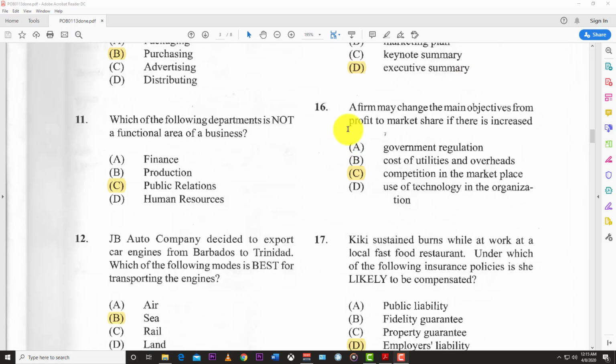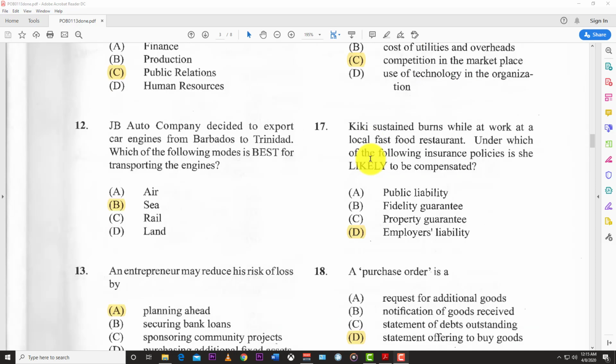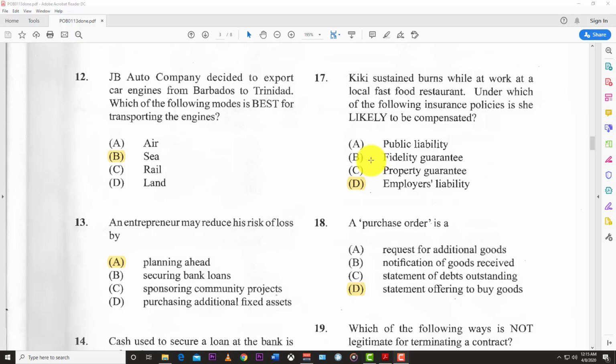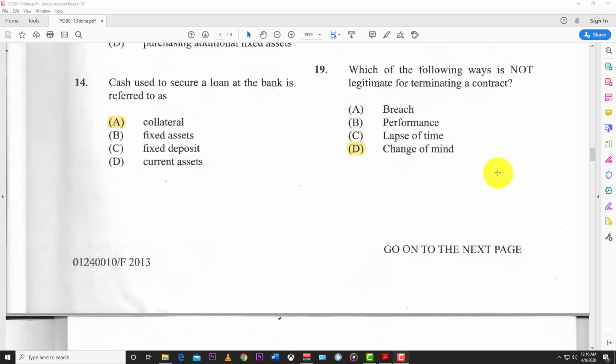A firm may change the main objective from profit to market share if there is an increased C, competition in the marketplace. Kiki sustained burns while at work at a local fast food restaurant. Under which of the following insurance policies is she likely to be compensated? And the best answer is D, employer's liability. 18, a purchase order is a D, statement offering to buy goods.